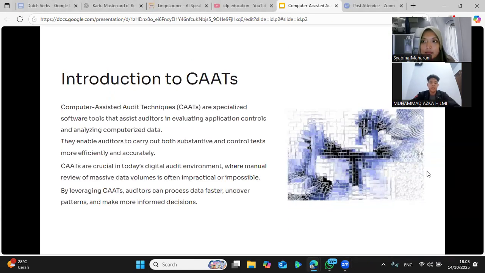So CAATs are specialized software tools that assist auditors in evaluating application controls and analyzing computerized data. They enable auditors to carry out both substantive and control tests more efficiently and accurately. CAATs are crucial in today's digital audit environment, where manual review of massive data volumes is often impractical or impossible. By leveraging these techniques, auditors can process data faster, uncover patterns, and make more informed, accurate decisions.